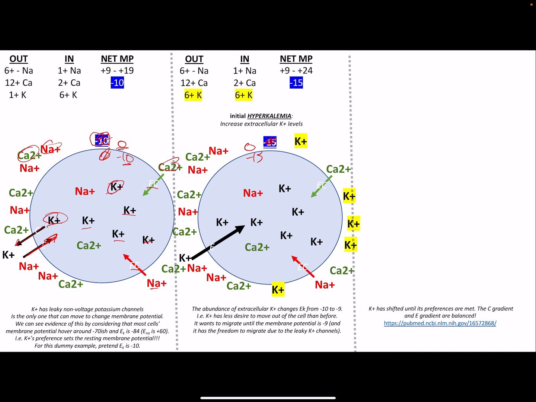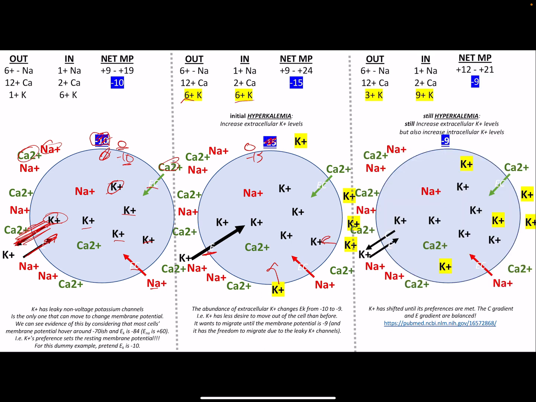So potassium's a little bit more confused here. Now, if we initially put hyperkalemia into the equation, maybe there's an equal amount, 6 potassiums on the outside and 6 on the inside. So there's not actually any concentration gradient anymore. I only have an electrical gradient, in fact, a stronger electrical gradient than we previously had. So this is going to cause a bunch of the potassiums to run into the cell.